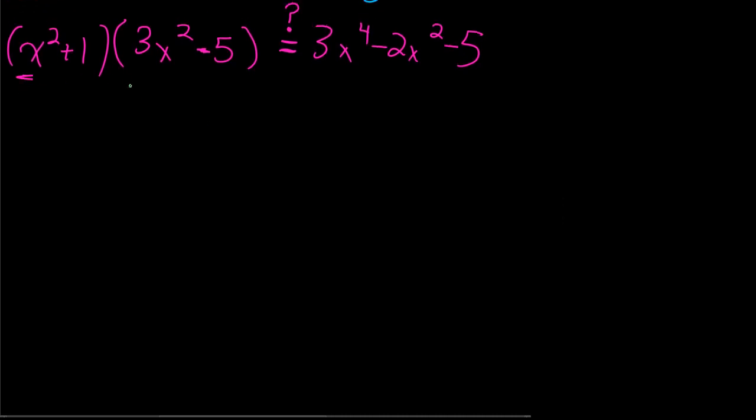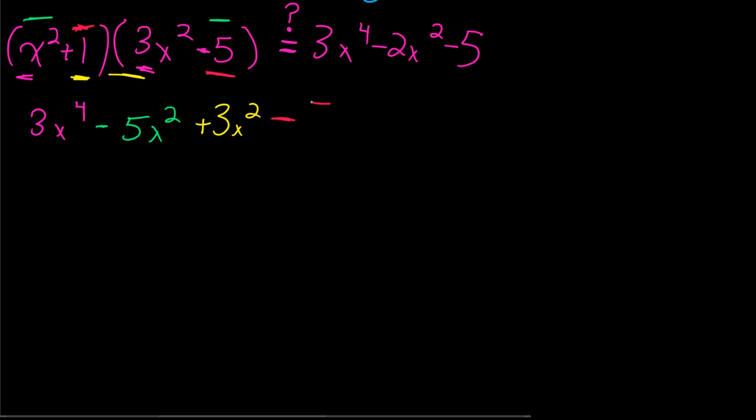So I'm going to use FOIL, my first times my first. So 3x squared times x squared is 3x to the fourth. I'm going to use my outers. So x squared times minus 5 is minus 5x squared. I'm going to use my inners. So 1 times 3x squared is positive 3x squared. And I'm going to use my lasts. And negative 5 times 1 is negative 5.